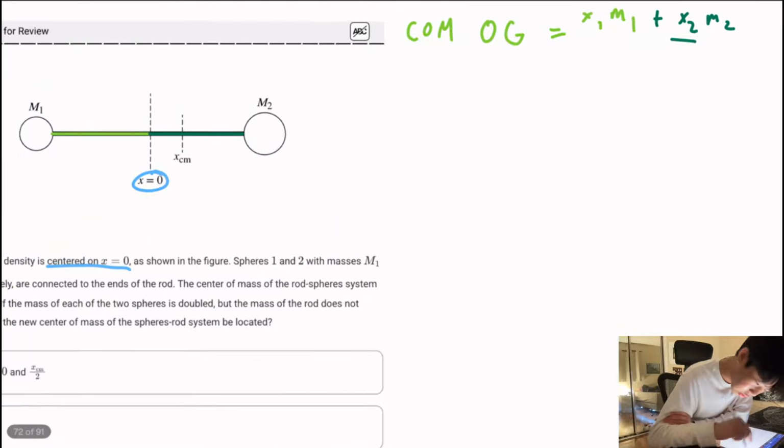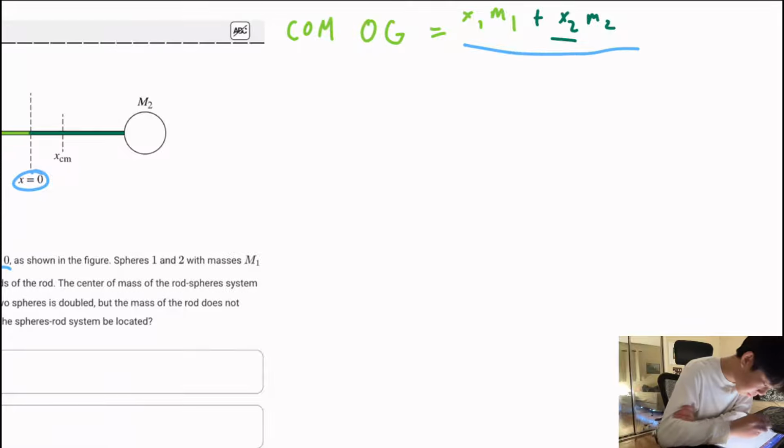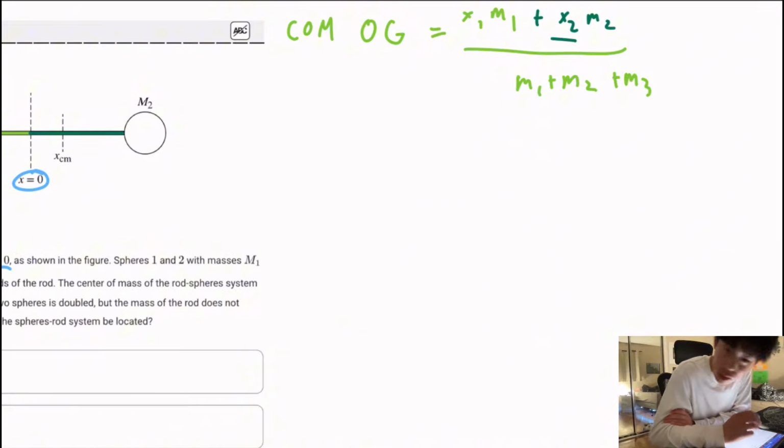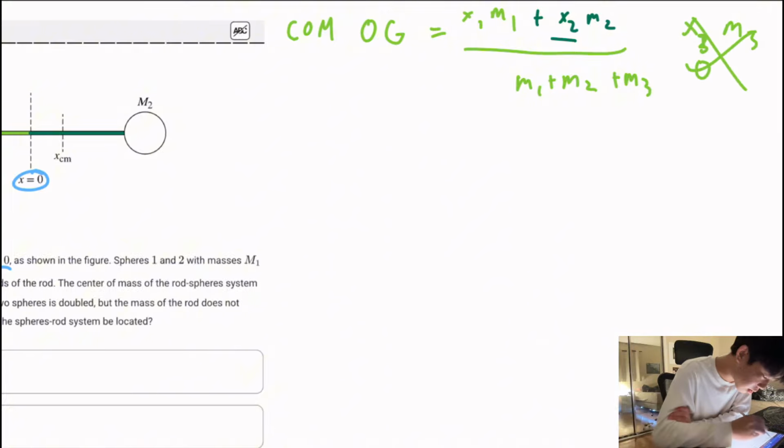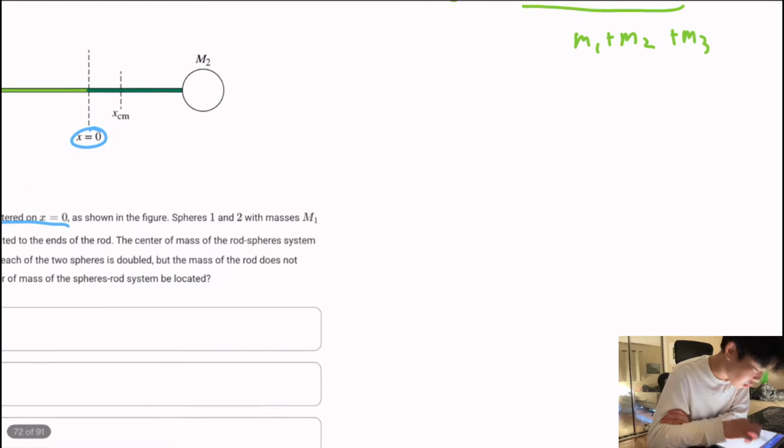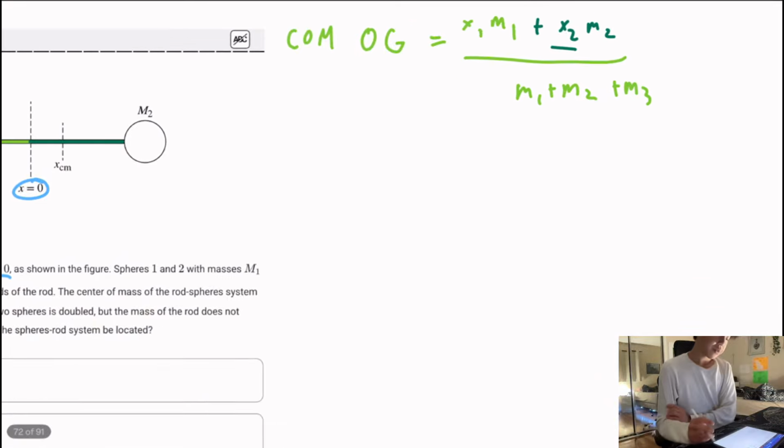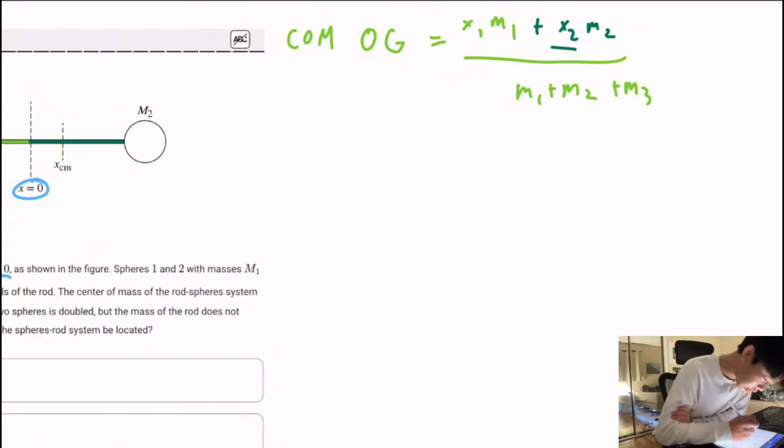Actually, wait. You also got to divide that by m1 plus m2. Oh, and m3, because this time there's no 0 to cancel that out. Am I making sense here? Because before, it would be x3 m3, and x3 would be 0, so this would cancel out. But now, m3 isn't being canceled out by anything because the rod still has a mass. Anyway, now let's see it after it gets doubled.